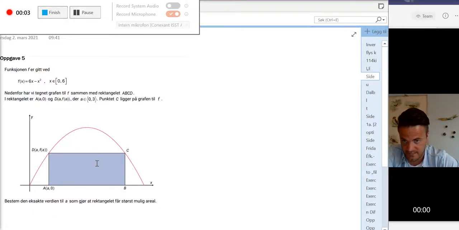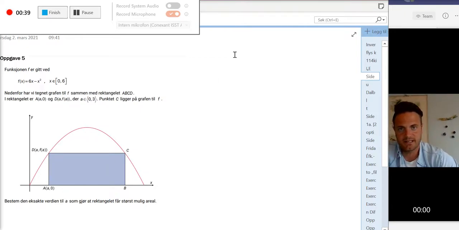Exercise 5. This is an optimization exercise. We have a function, a parabola, 6x minus x squared. This is the red one here. We see that they have drawn the graph from 0 to 6 on the x-axis, and they're also putting a right rectangle under the graph. We're going to find the exact value of a which maximizes the area of this rectangle here.